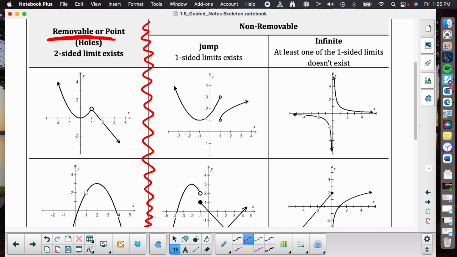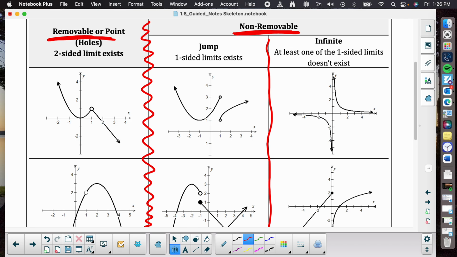The other style, non-removable, has two types, even though they're kind of the same. One type is called a jump discontinuity. Shoot, I'm trying to think of the other name I've heard for it. Textbooks don't use the term jump discontinuity. Can't think of it. It's not going to matter for us, but still, it's nice to know the other term.